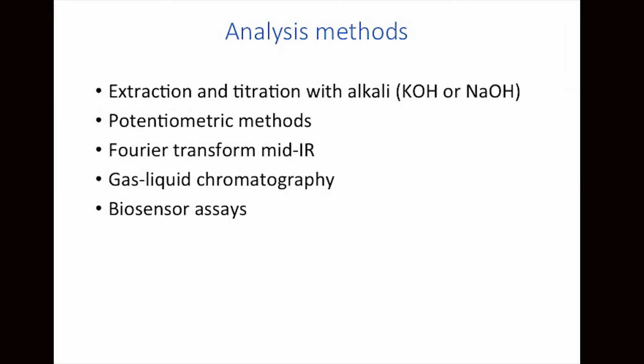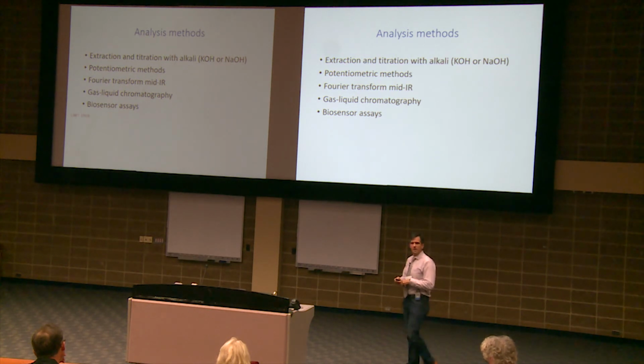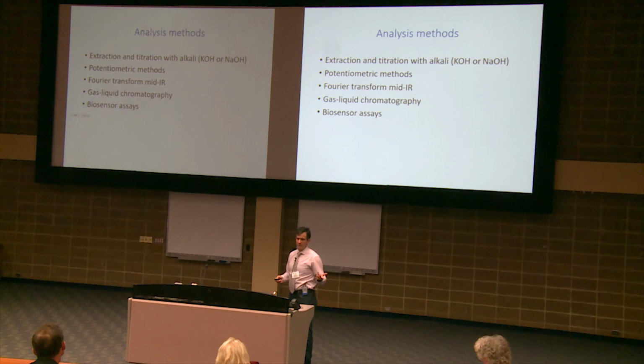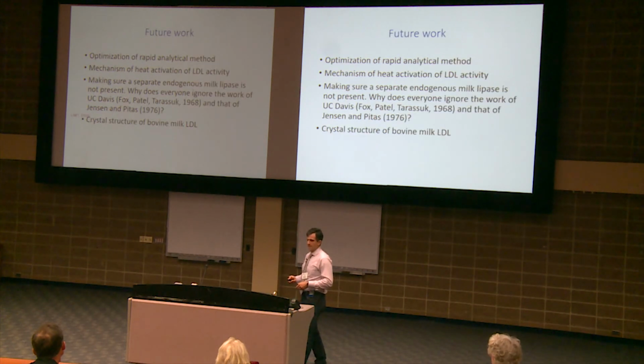And how do we analyze for this? You guys are pros at this. You use infrared spectroscopy. So I would assume that you can do some Fourier transform mid-IR on it. You can do it by chromatography. You can have biosensors. You can do it by potentiometric titrations. Or you extract the fat and titrate it with the base and look at the color change. Either way, they're well-developed methods. All you just have to do is validate them accordingly. I mean, it's not rocket science.